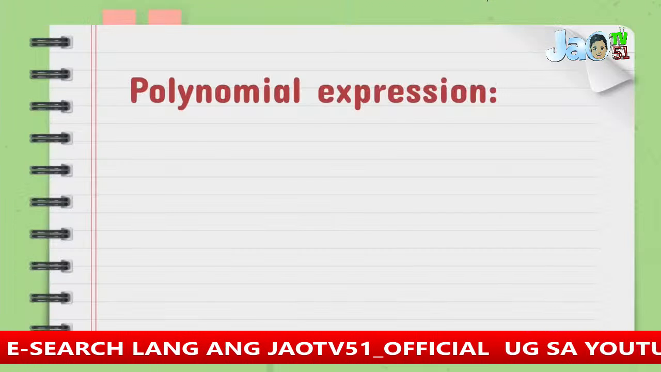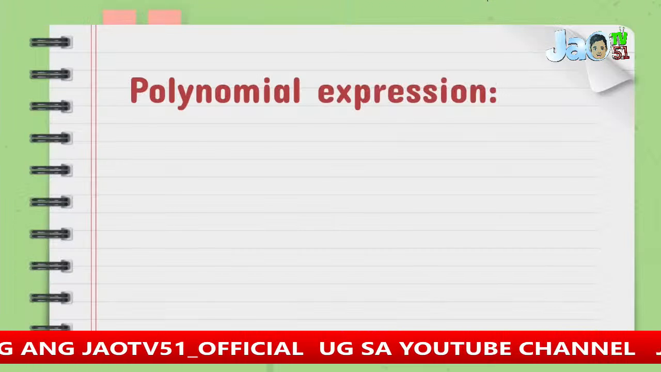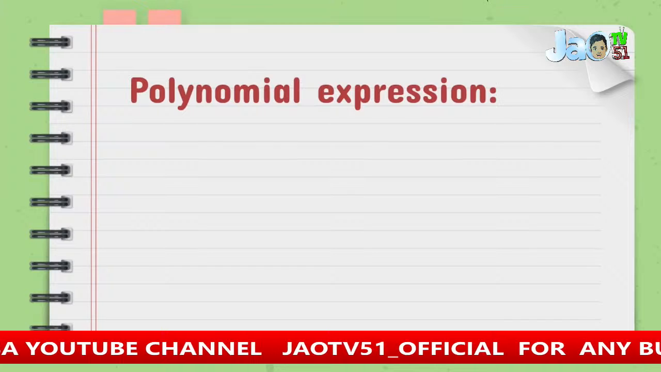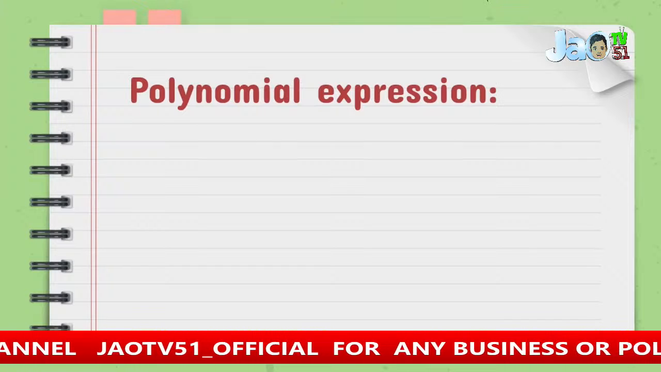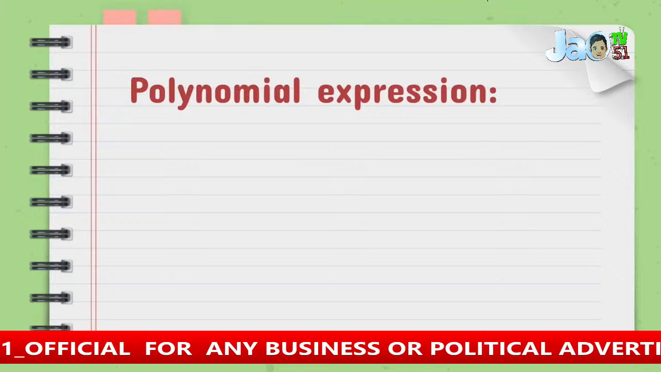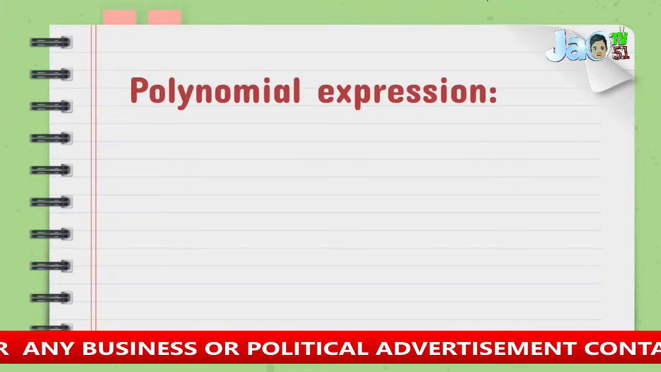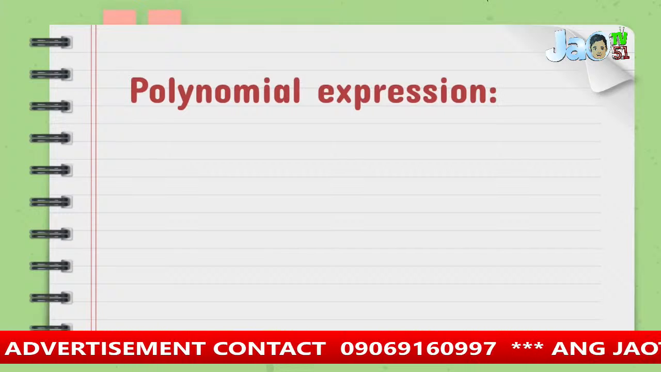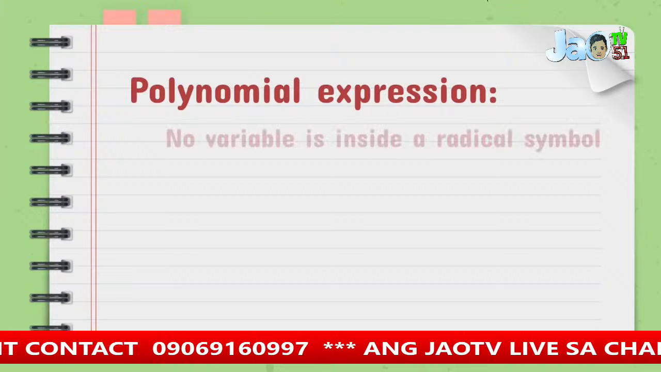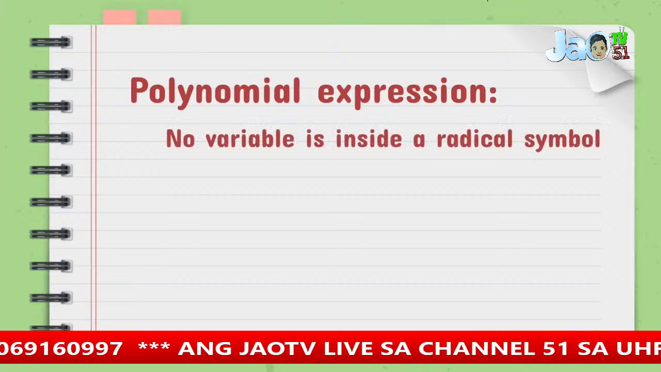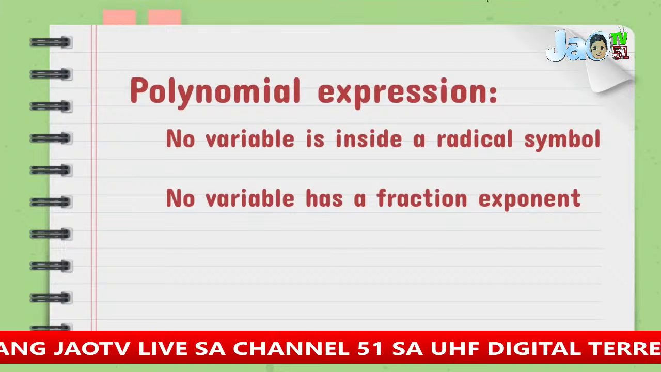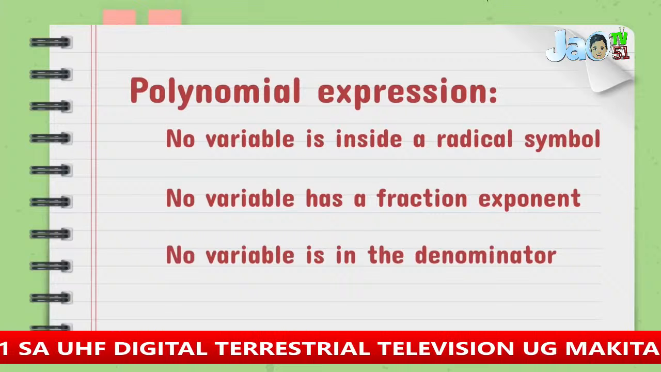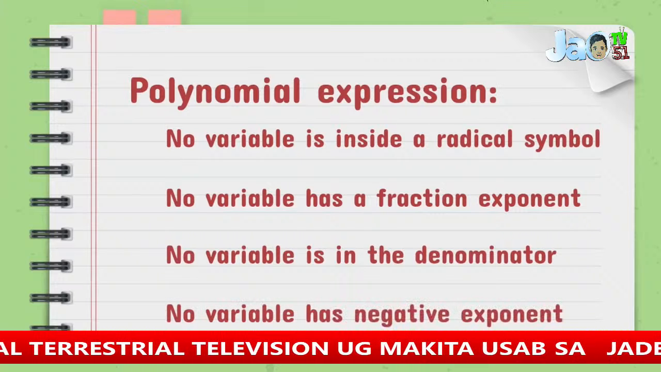A polynomial is an expression of one or more algebraic terms, each of which consists of a constant multiplied by one or more variables raised to a non-negative integral power. In other words, in a polynomial expression, no variable is inside a radical symbol, no variable has a fractional exponent, no variable is in the denominator, and no variable has a negative exponent.